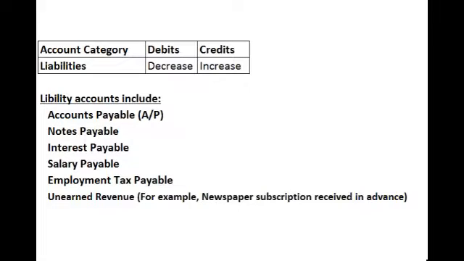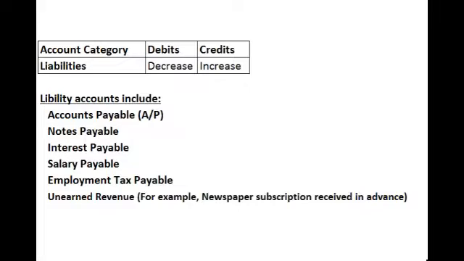Let's take a look at liability accounts. Liability accounts are normal on the credit side. It's the exact opposite of the asset accounts. So when we want to increase liability accounts, we credit them. If we want to decrease the account balance, we debit them. Liability accounts include accounts payable, notes payable, interest payable, salary payable, employment tax payable.